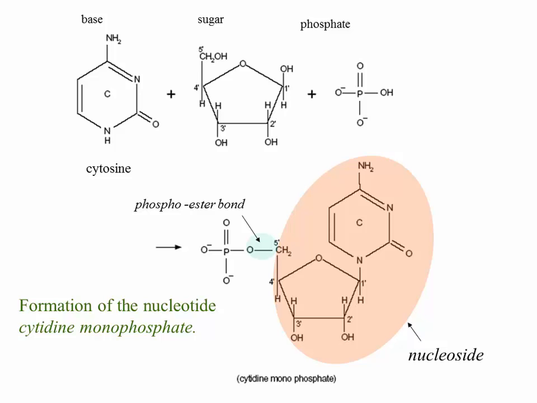If the sugar was deoxyribose, then it would be DNA, right? And for DNA, the bases that are used are A, G, C, T: adenine, guanine, cytosine, and thymine. For RNA, it's adenine, guanine, cytosine, and then uracil. And we will talk more about the detailed structure of DNA later. There's a chapter devoted to that.